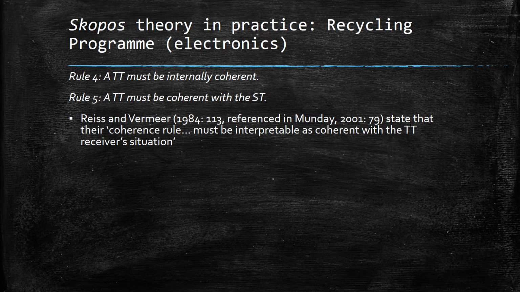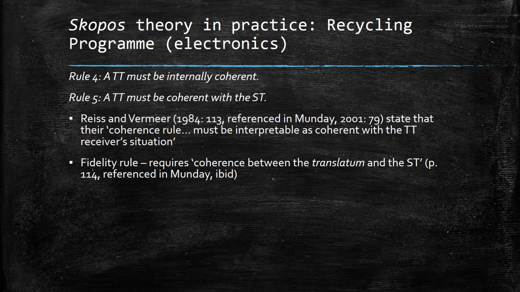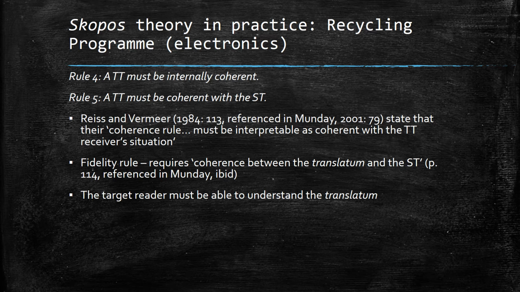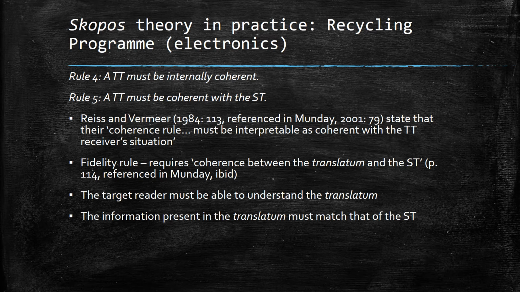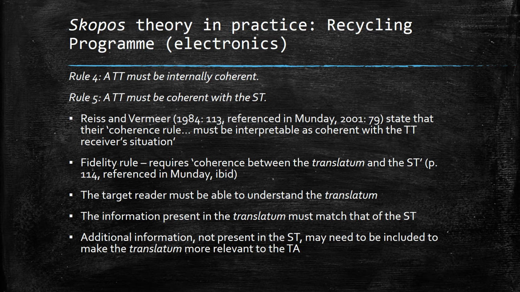Reiss and Vermeer state that the coherence rule means the text must be interpretable as coherent with the target text receiver's situation. There's an element of fidelity, the fidelity rule, which requires coherence between the translatum and the source text. It must be coherent, and the target reader must be able to understand the translatum. The information present in the translatum must also match that of the source text. It can't deviate so much that the information differs. And additional information not present in the source text may need to be included to make the translatum more relevant. So extra information is possible, however less information is not possible.